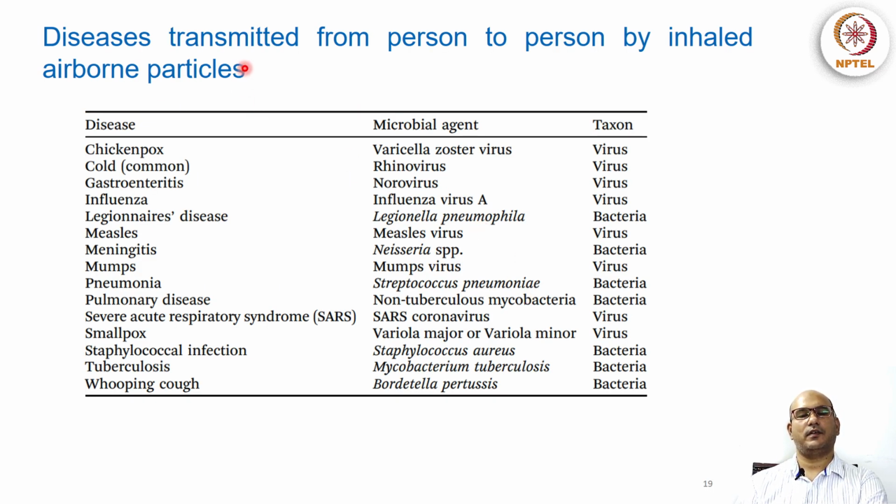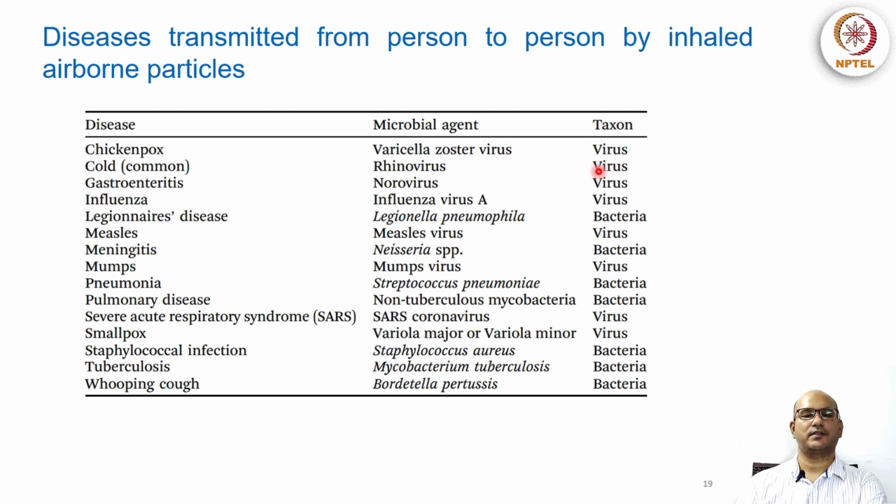Here there are some diseases listed that are transferred from person to person by the inhaled airborne particles. We have the disease here, the microbial agent, and the taxon. We have the chicken pox first, very common, which can be passed through the agent varicella zoster virus. So it is basically a virus. Then we have the common cold, where the agent is rhinovirus.